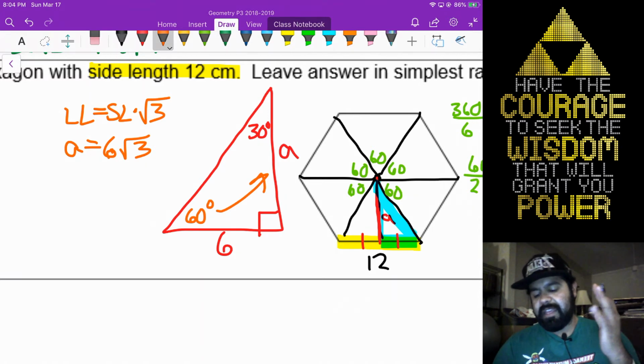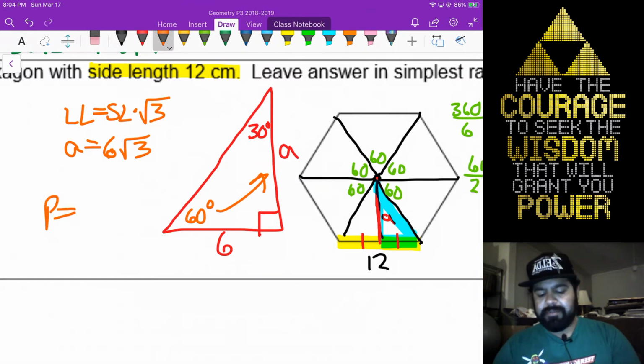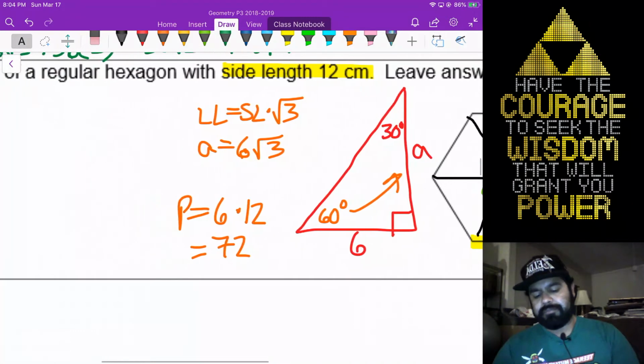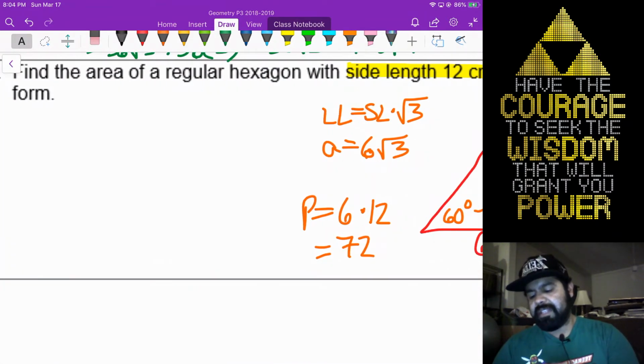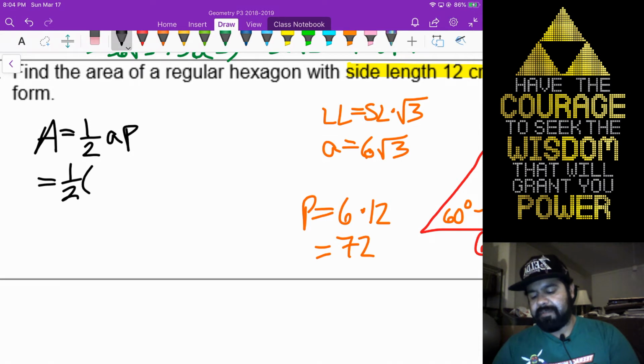All right, so now we got the apothem. We need the perimeter. So the perimeter is equal to the number of sides times the length of each side, 72. Now let's do our math. Let's do our formula. Area equals 1/2 the apothem times the perimeter. So 1/2 of 6 rad 3 times 72.